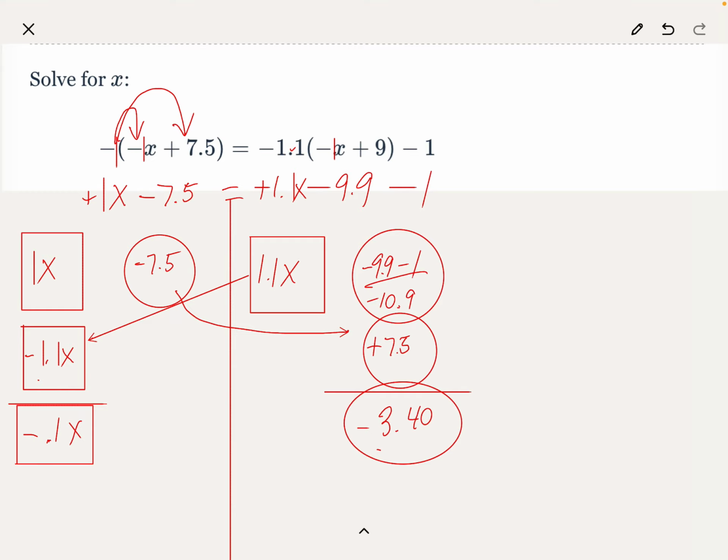Last step is always to divide by whatever the number is. So this is a negative 0.1, so we have to divide this by a negative 0.1. And let's see, so this will be negative 3.4 over 1 times a negative 10 over 1. So that's going to be a positive 34. That's our answer. So 1x is equal to 34.